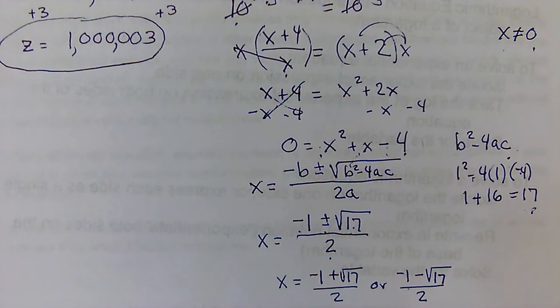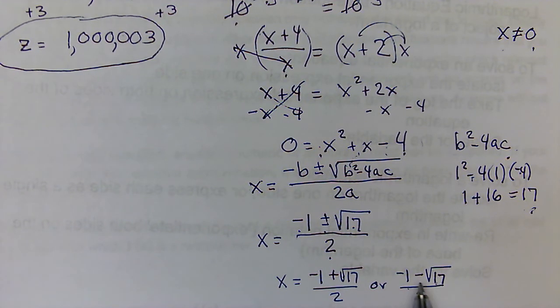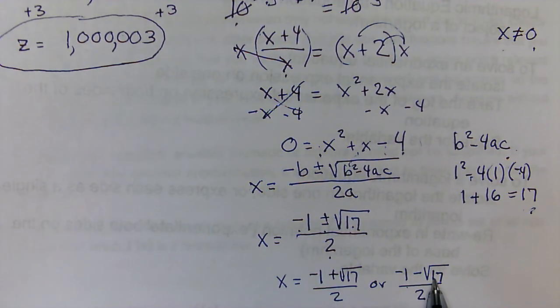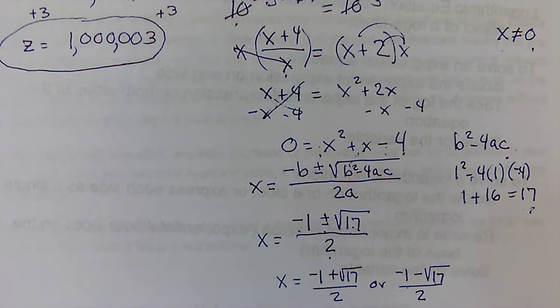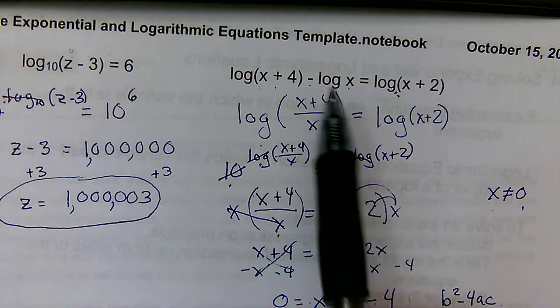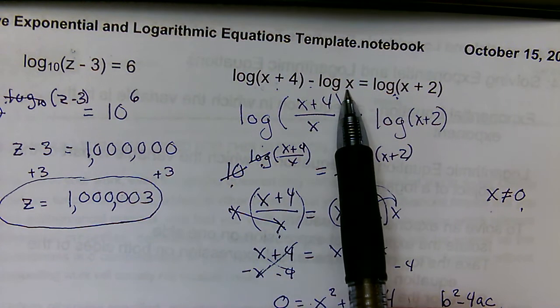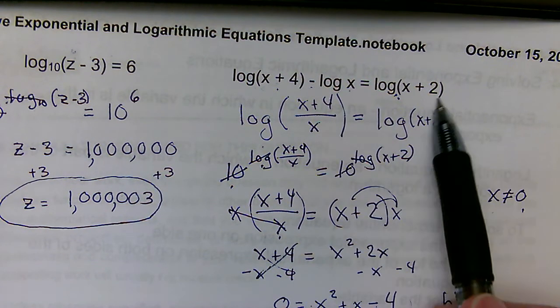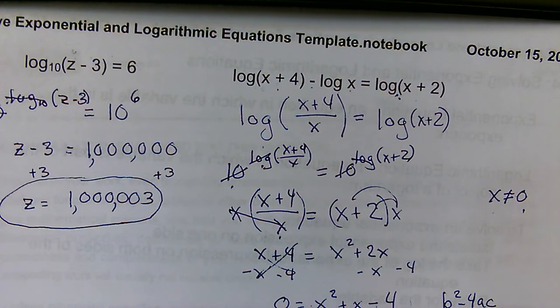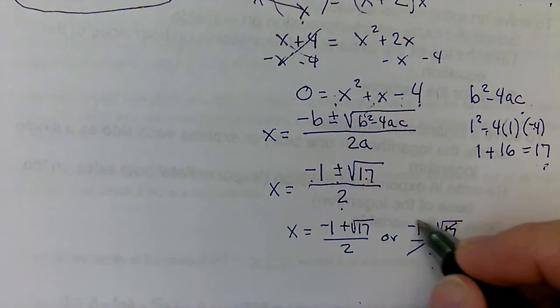Now, remember what I said about having to check the answers for logarithmic equations. The square root of 17 is a little bit more than 4. Negative 1 minus about 4 is about negative 5. Divided by 2 is a negative number. And if you look back at our original problem, if we have a number that's about negative 5, that gives us a negative object here of about negative 1, a negative object here of about negative 5, and a negative object here of about negative 3. And logs can't have negative objects. So that answer where we subtracted the square root of 17 cannot be a solution.